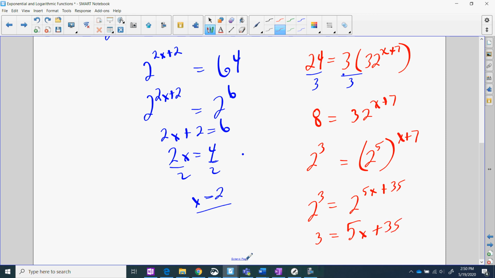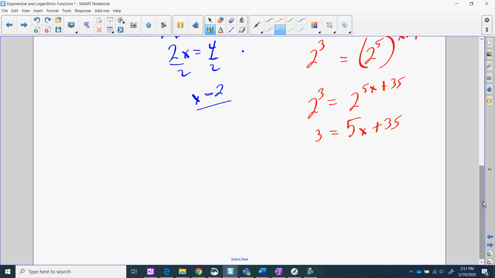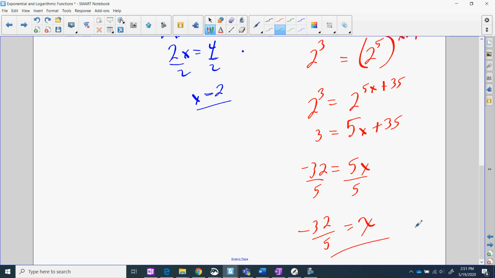Rearrange. So I'm going to bring that over here. I would get negative 32 is equal to 5x. Divide both sides by 5. That doesn't reduce, so I'm just going to leave it as negative 32 over 5. That would have to be my x value to make that exponential equation work out.